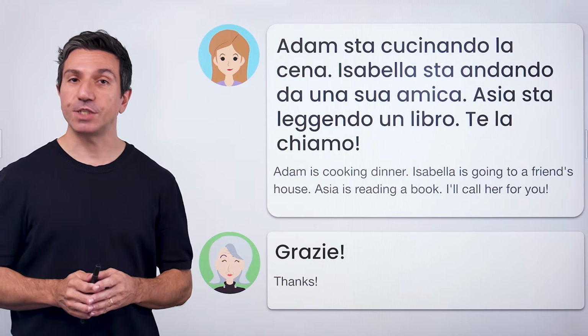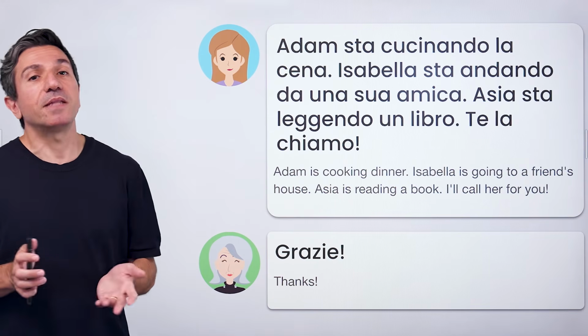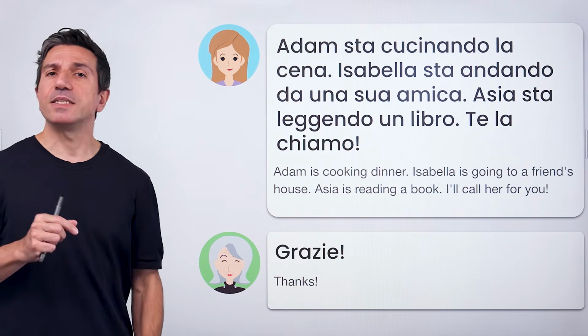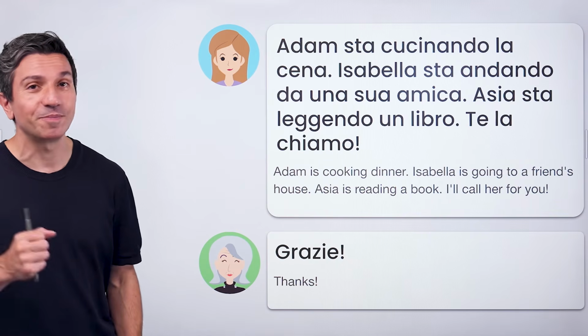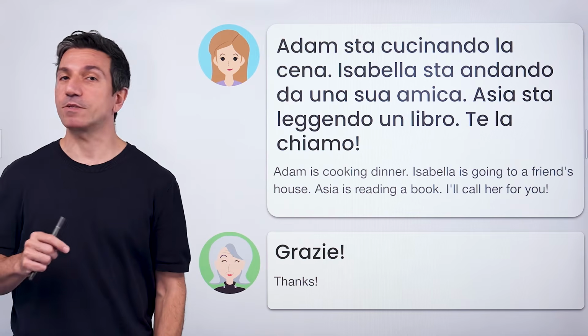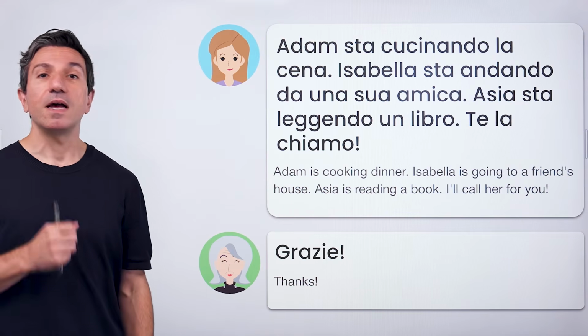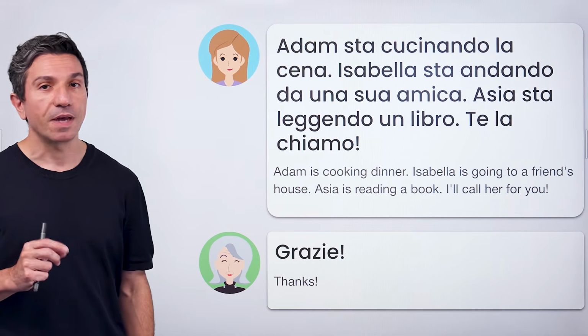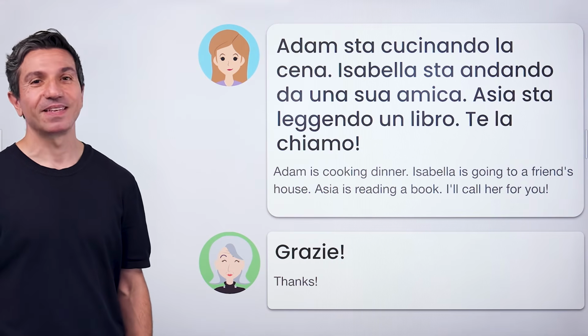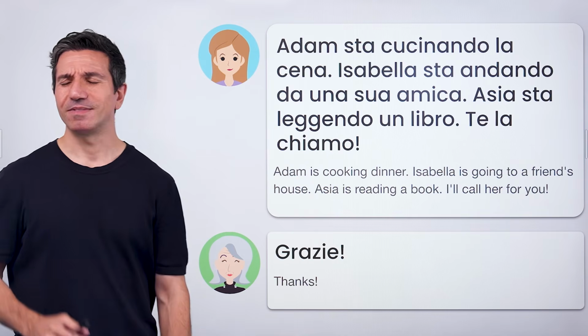Adam sta cucinando la cena. Isabella sta andando da una sua amica. Asia sta leggendo un libro. Te la chiamo? Adam is cooking dinner. Isabella is going to a friend's house. Asia is reading a book. I'll call her for you. Grazie. Thanks.